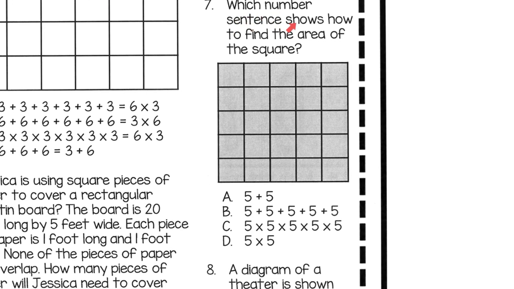Which number sentence shows how to find the area of the square? I could do 1 plus 1 plus 1 plus 1 plus 1, but there aren't any options down here for that, so that's probably not a good idea. I could also notice that there's 5 in a row, so I could say something like 5 plus 5 plus 5 plus 5 plus 5. That's an option if it's on there.